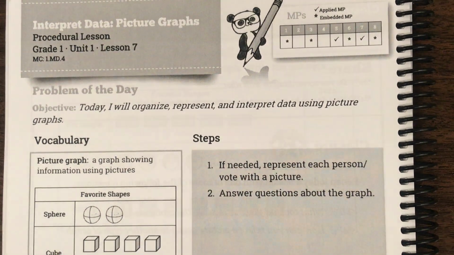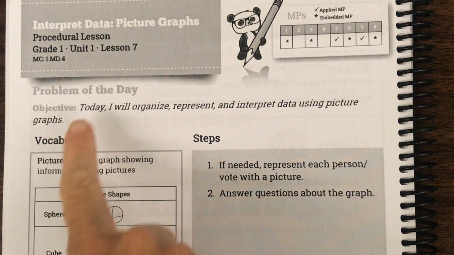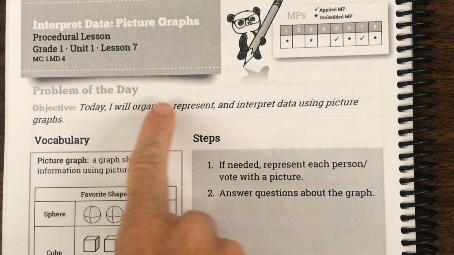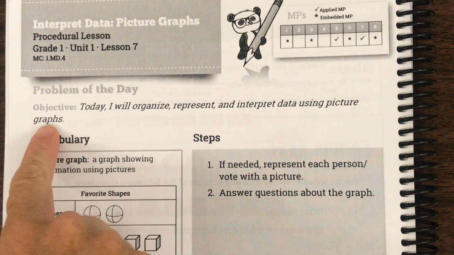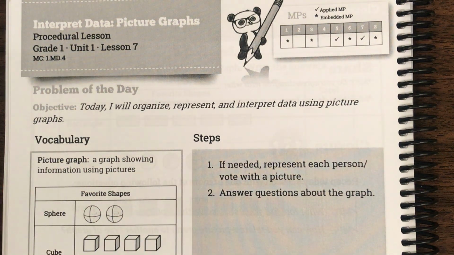Good morning, first graders. Today we are on page 41 of our student journal. Our objective, or goal, for today is: today I will organize, represent, and interpret data using picture graphs. This is going to be the third day of us working on these picture graphs.